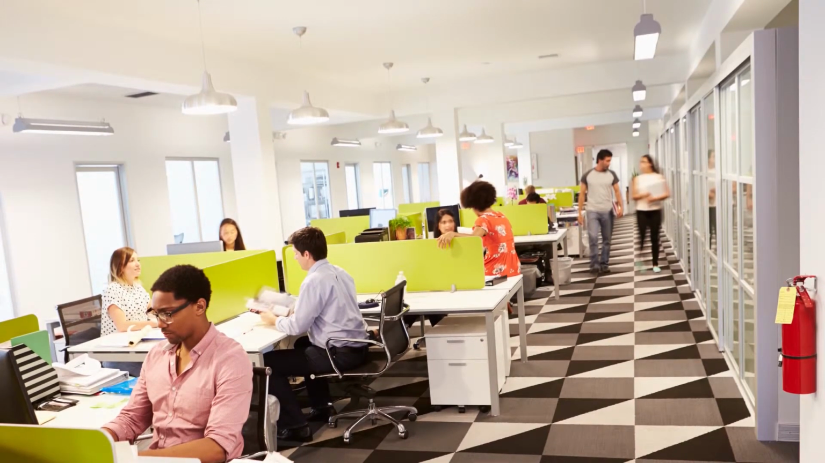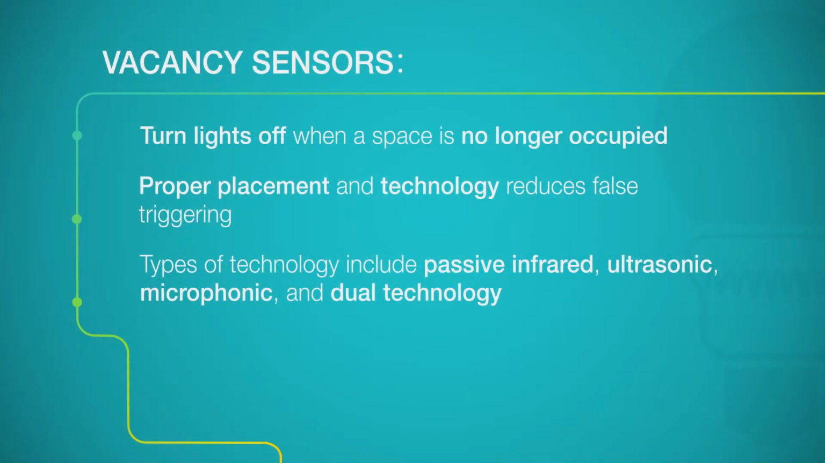It is important to select the appropriate technology, passive infrared, ultrasonic, microphonic, or dual technology, as well as the proper sensor location and coverage for the space in order to achieve the desired energy-saving results without the inconvenience of lights turning off while the space is still occupied.